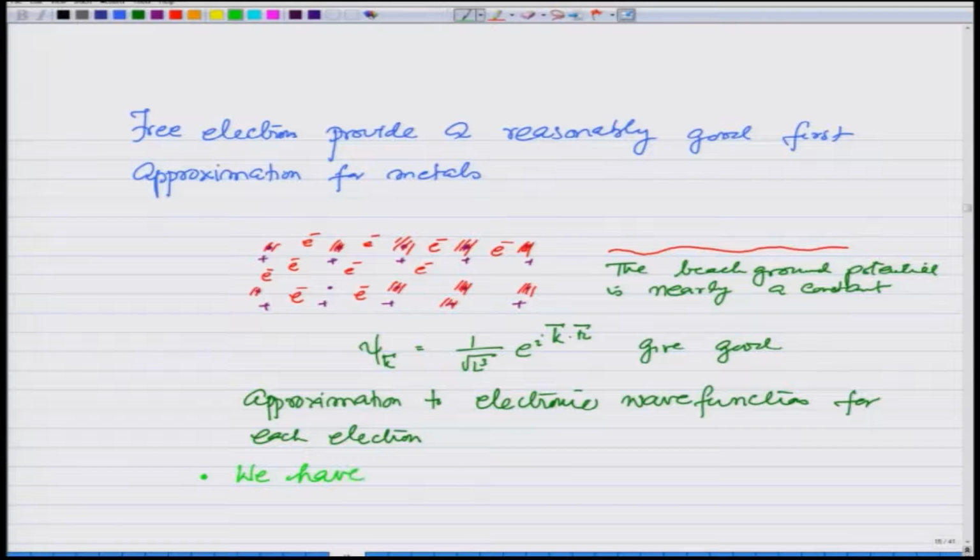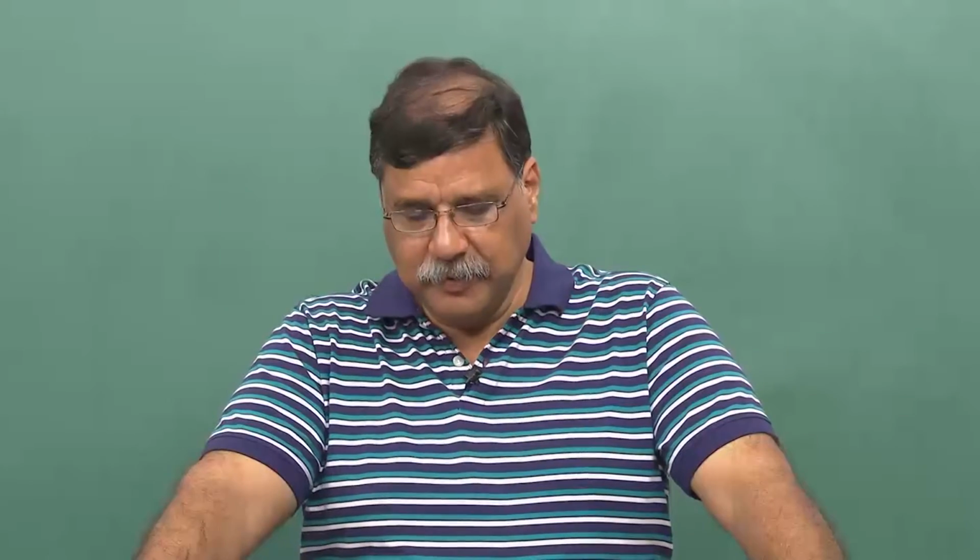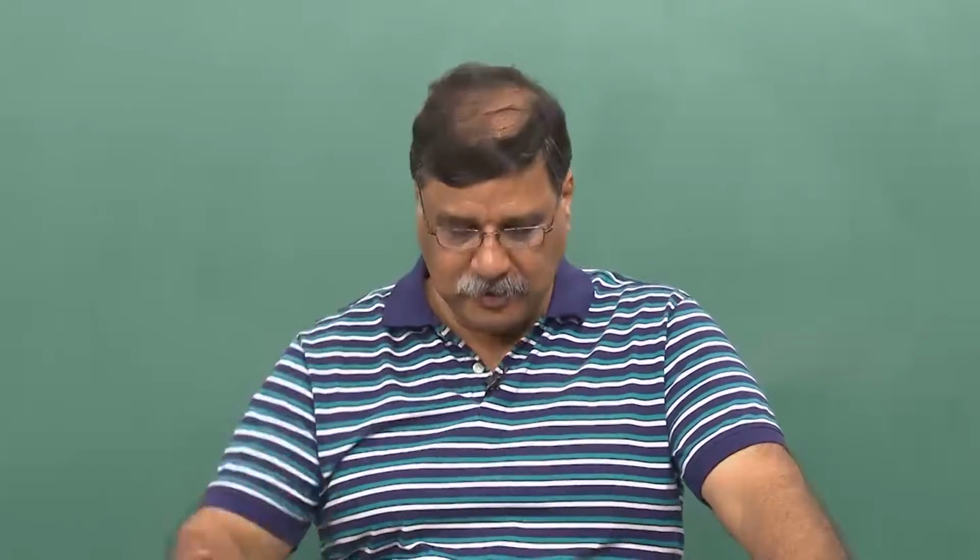have neglected the electron interaction. And it turns out that even this is a reasonably good first approximation. So, we are going to focus strictly on each electron having its individual wave function e raised to i k dot r, neglecting the background potential which is nearly a constant for metals, and neglecting the electron electron interaction.